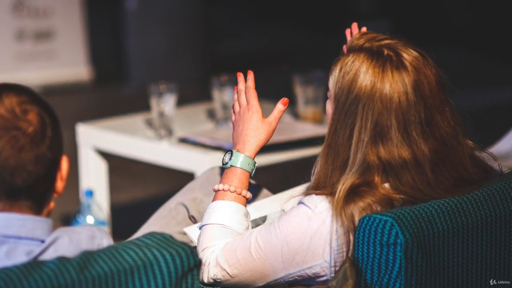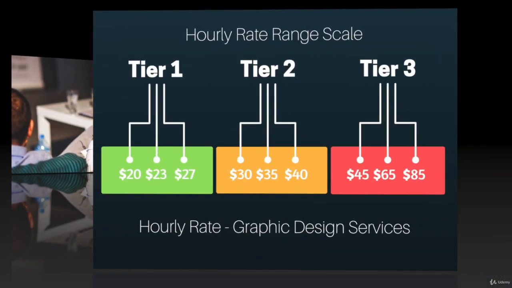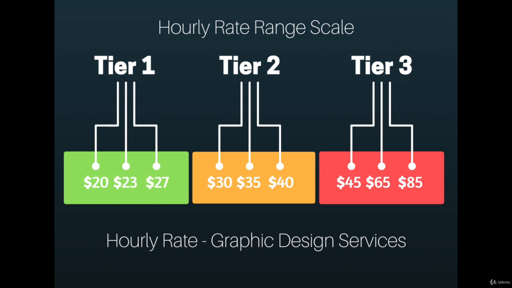Once I assign a potential client to a tier, I can have a better idea of where in my pricing range I can charge. The higher the tier, the higher on my pricing scale I will charge. Here's my hourly rate for graphic design services. Obviously, tier 3 clients are the most profitable, but they are much harder to come by. The goal is to move from only tier 1 clients to mostly tier 2 or 3 clients to increase your hourly or per project rate.